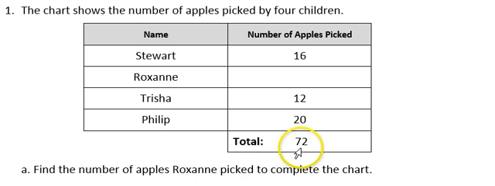Looking at the total, we see that there's 72 in all. So we just need to figure out how many apples the rest of the students picked, and we'll subtract that from 72. So if I combine the other three, 16 and 12 is 28, and 20 is 48. So I just need to figure out 72 minus 48.